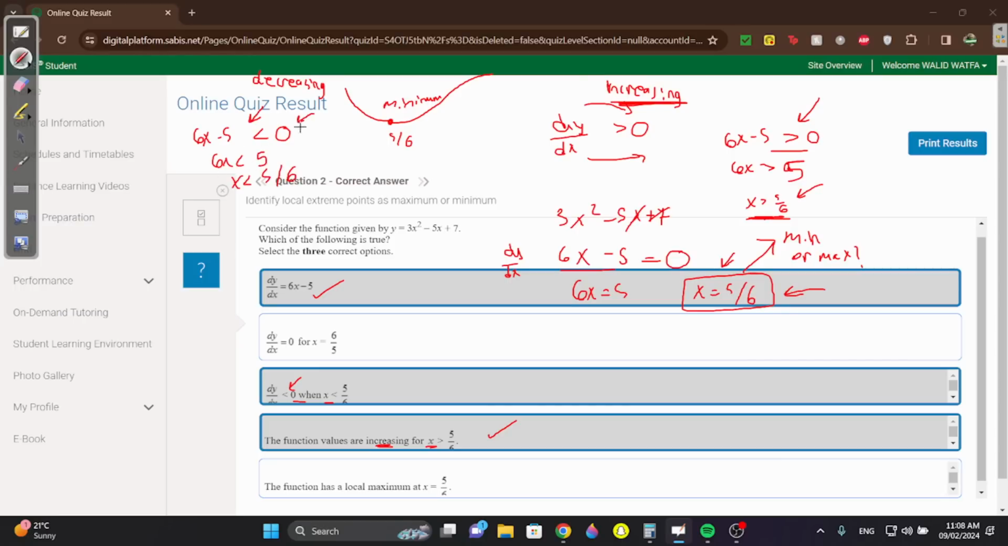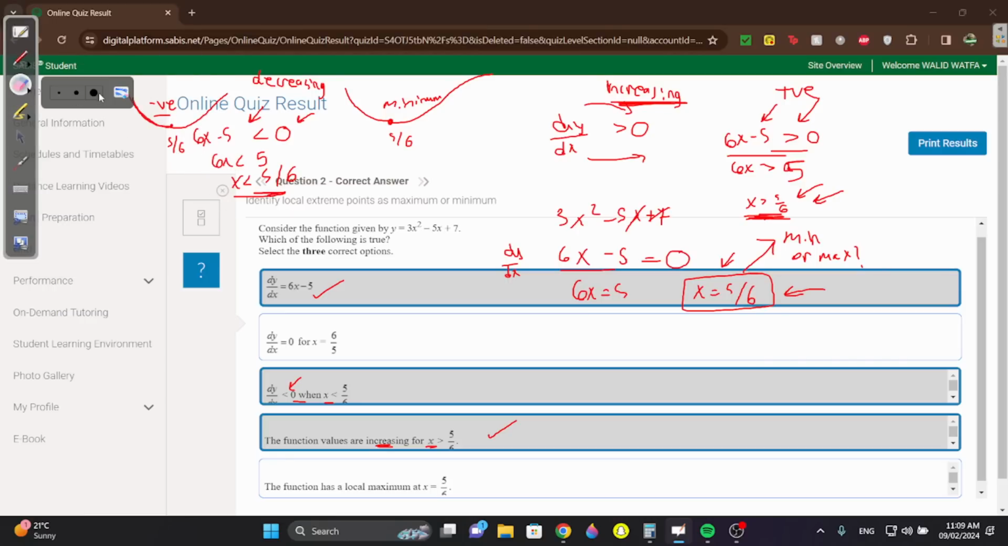So dy over dx will be decreasing before 5 over 6. Before 5 over 6, it's going to be negative, right? But we said after 5 over 6, when it crosses 5 over 6, it becomes greater than 0. That means it becomes positive. So that means it starts increasing again after 5 over 6. This is how you understand the derivatives, okay?